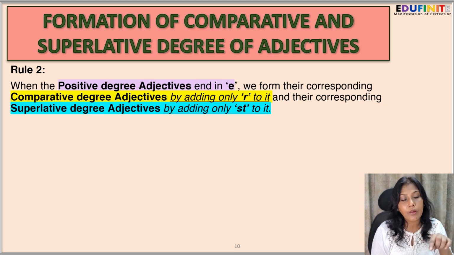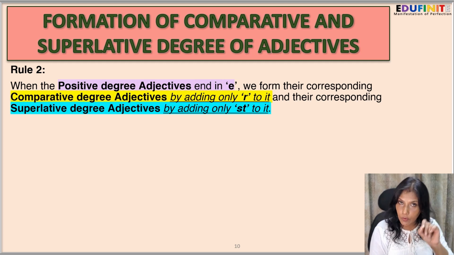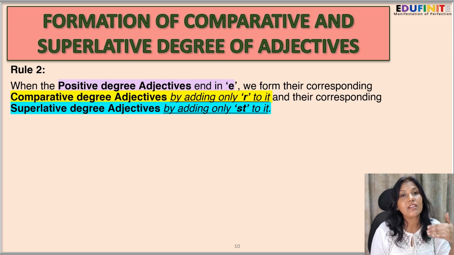And their corresponding superlative degree adjectives by adding only st to it. So again the same thing, since the word ends with E, what do we do? We don't have to add est to it according to our first rule. We'll just add st because E is already there, so just add st to it to make it into superlative degree of adjective. Now let's look into the examples.